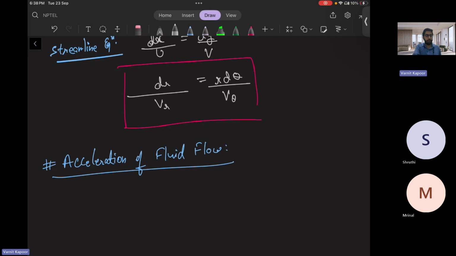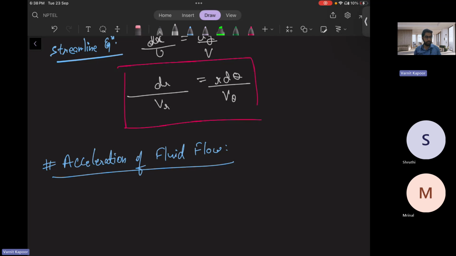So we know that a fluid flow velocity is a function of space and time. So acceleration is also a function of space and time. Okay. So the space component is known as the convective component and the time component is known as the local component.